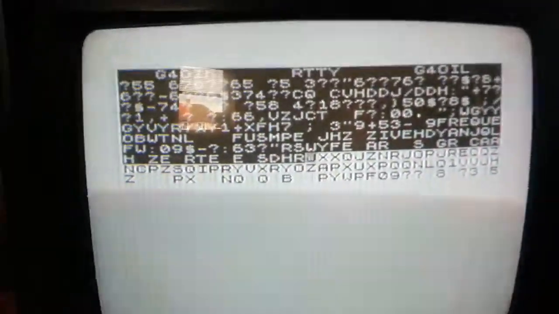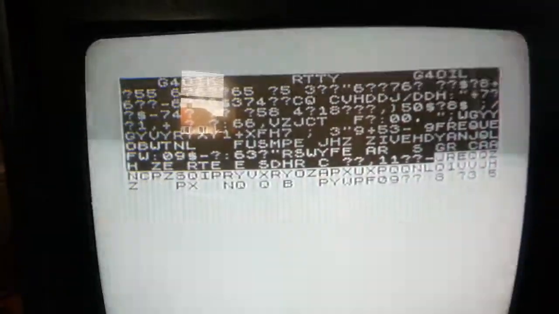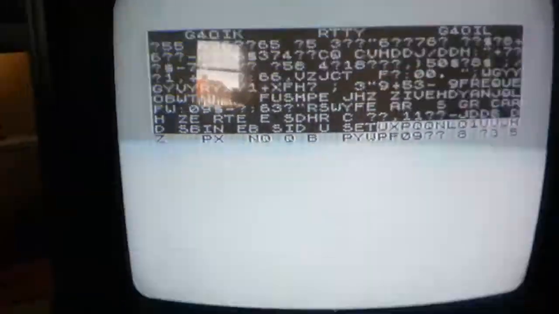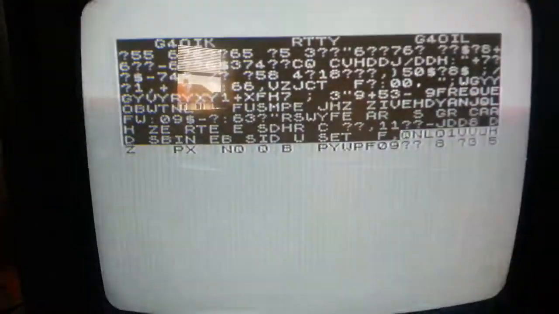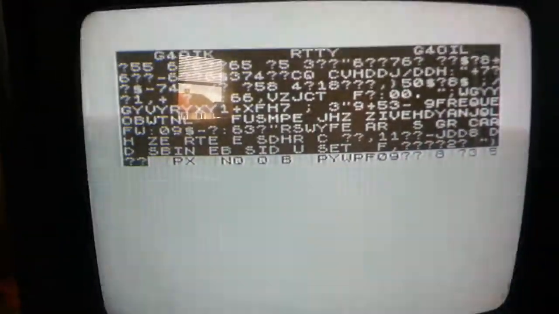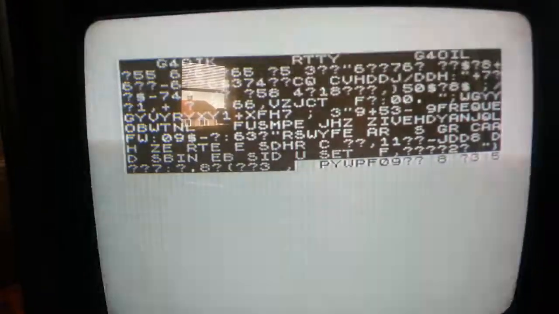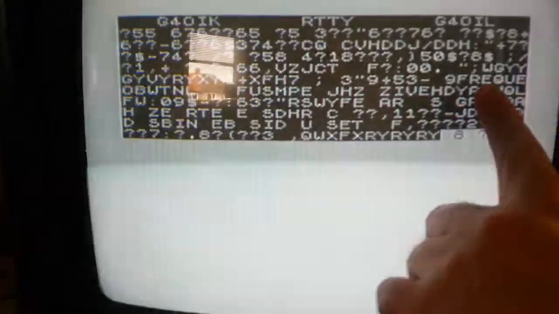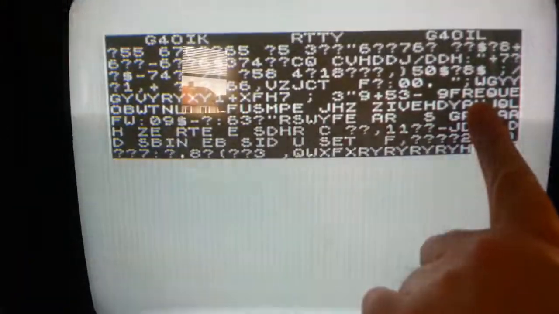Okay, this is RTTY on the ZX81. It's a 1K program, although it seems as though I need the 16K RAM pack to load it. And I think it's probably set at 45 words and 170 shift. But it is kind of working. There, you can make out the word frequency.